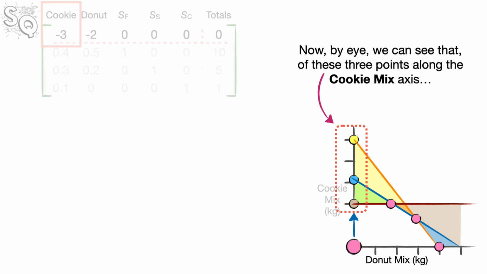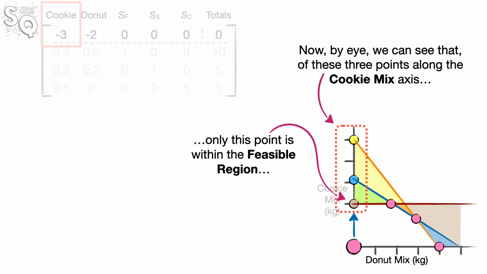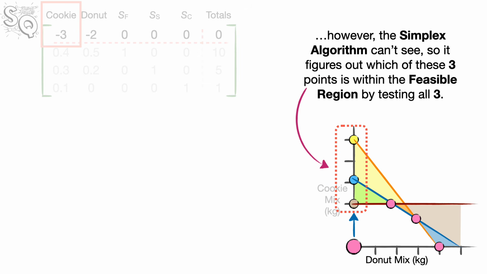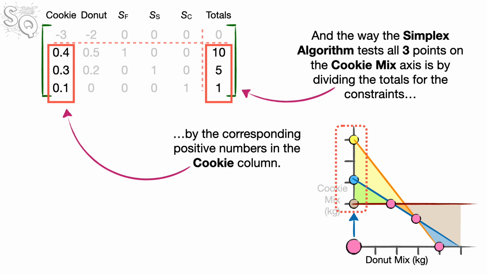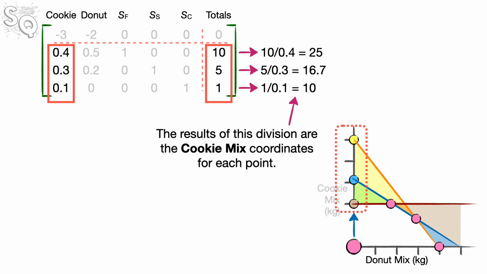Now, by eye, we can see that, of these 3 points along the cookie mix axis, only this point is within the feasible region. However, the simplex algorithm can't see, so it figures out which of these 3 points is within the feasible region by testing all 3. And the way the simplex algorithm tests all 3 points on the cookie mix axis is by dividing the totals for the constraints by the corresponding positive numbers in the cookie column. The results of this division are the cookie mix coordinates for each point.